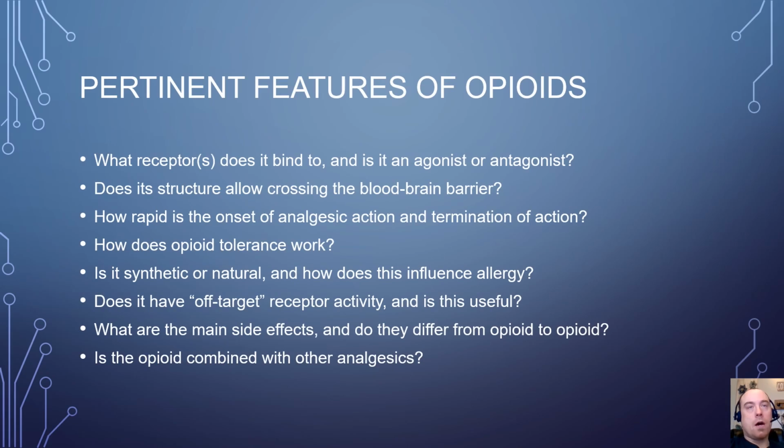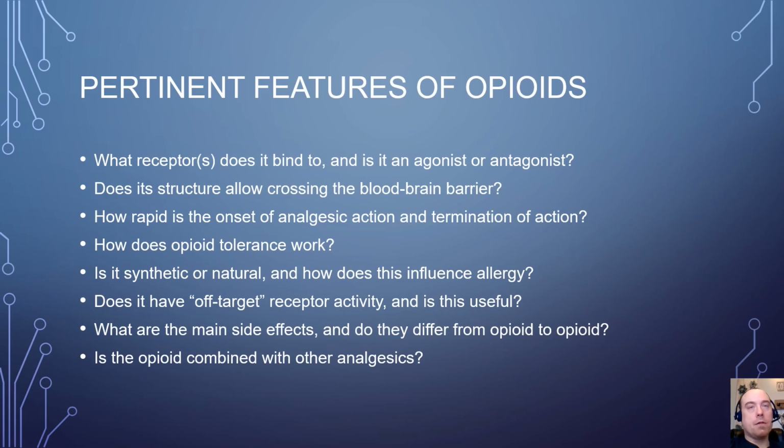How does opioid tolerance work? Is it synthetic or natural? And how does this influence an allergy? I'm not personally getting into the allergy side of it. That'll be more on the clinical side. But just understand that in general, natural opioids and synthetic opioids often don't have cross-reactivity, so sometimes you can use a synthetic if you're allergic to a natural. So that's just where I'm going to leave it at this point to simplify it.